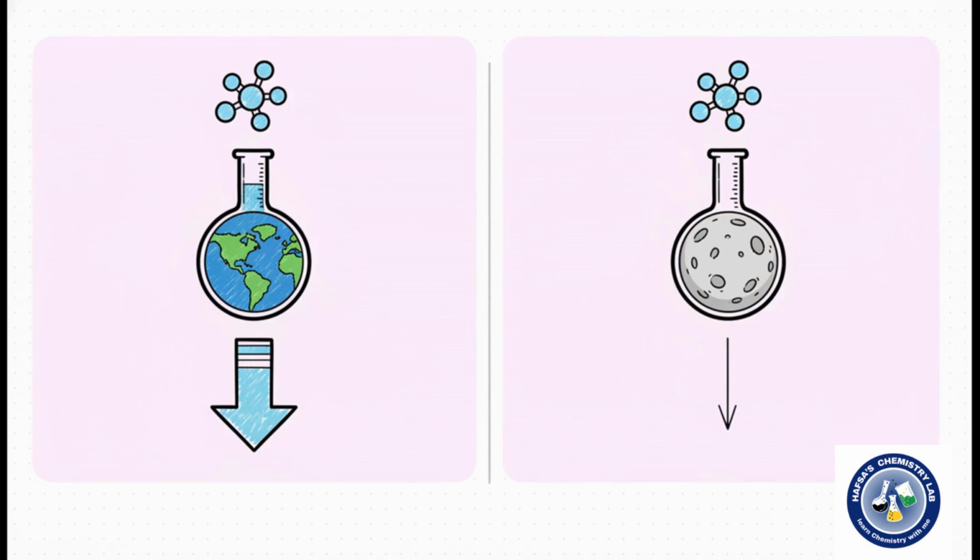Now, within these measurements, there's a crucial distinction we really need to nail down: mass versus weight. We swap these terms all the time in everyday conversation, don't we? But in science, they are vastly different beasts. Mass is the actual amount of matter a substance contains. That stays constant everywhere in the universe. But weight is just the force exerted by gravity on that substance. So if you take a chemical sample up to the moon, its mass is exactly the same, but its weight drops dramatically because the gravity is so much weaker.